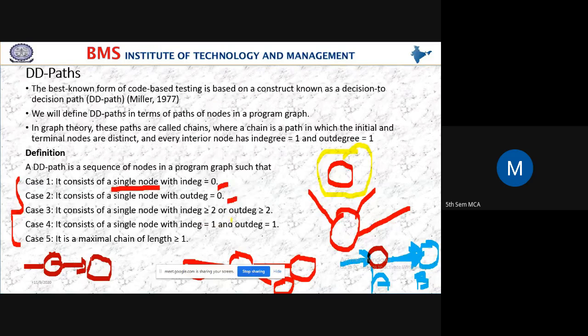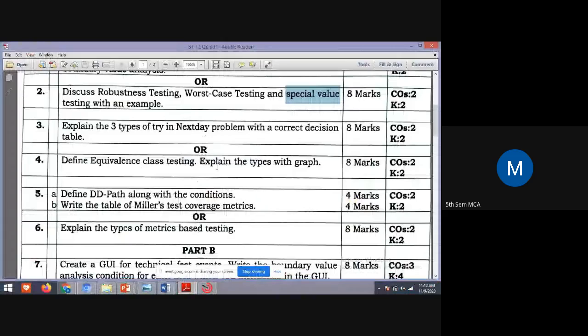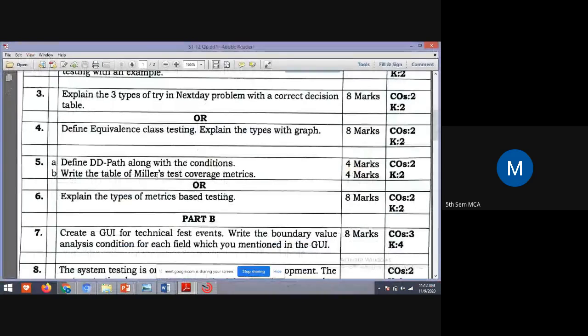Yes, no doubt. So everybody is clear with the question paper. So write the table of Miller's test coverage matrix table. Just I asked the table. Table also we have discussed. Explain the types of matrix based testing.